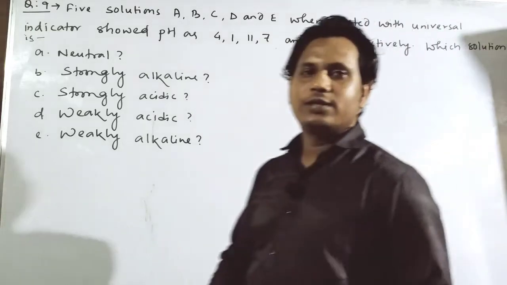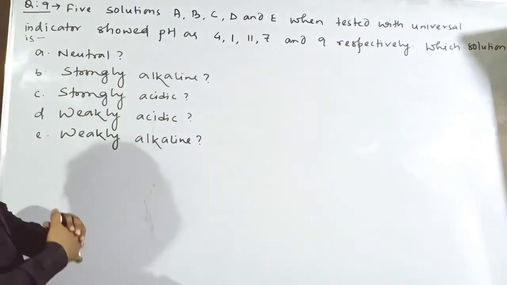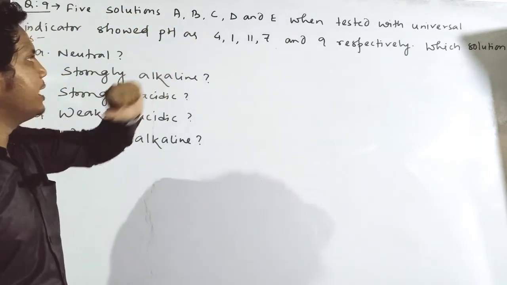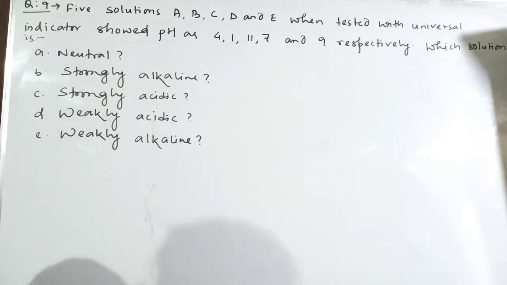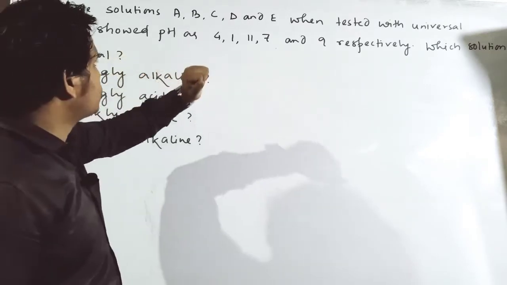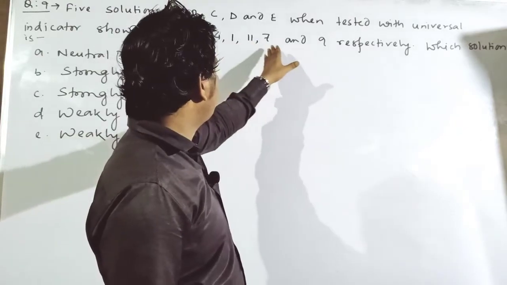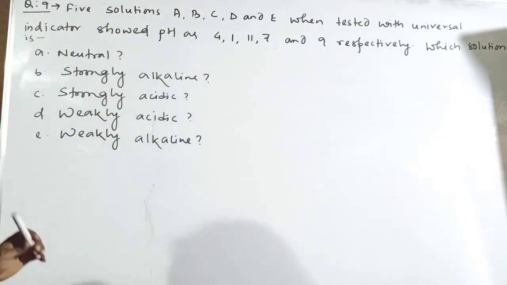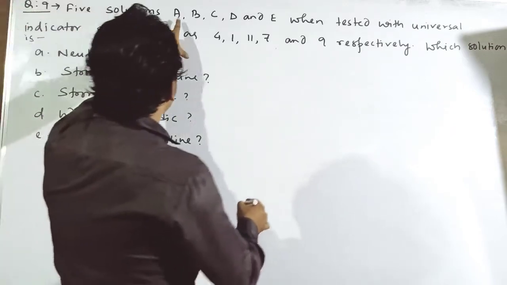Next proceed to question number 9. In question 9 it is asked, 5 solutions A, B, C, D and E, when tested with universal indicator, showed pH as 4, 1, 11, 7 and 9 respectively. Okay, so 5 solutions are there.